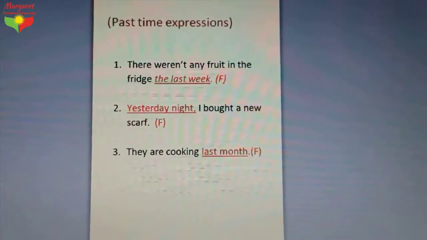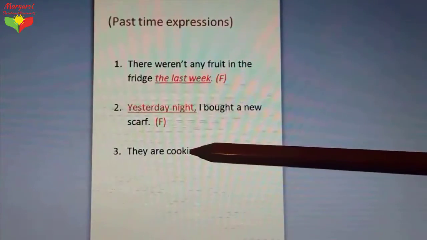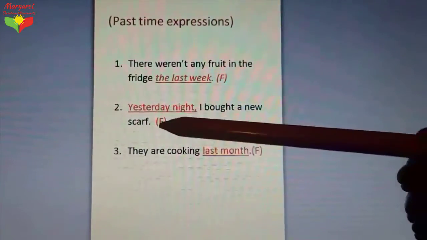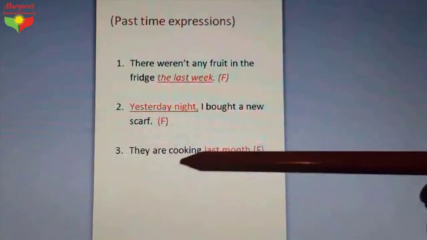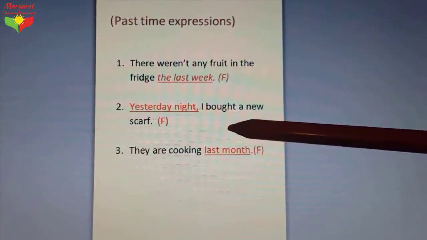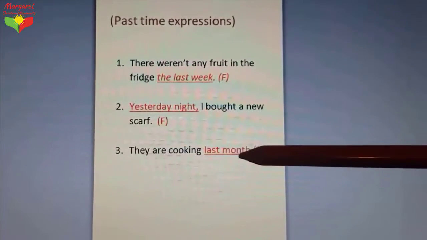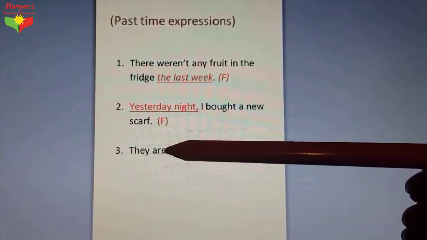Why? They are cooking, because we have ing on this verb and we have this verb to be, which is about present time. They are cooking. This sentence is about the present. It means they are cooking right now. How can we use a past time expression with a present sentence?